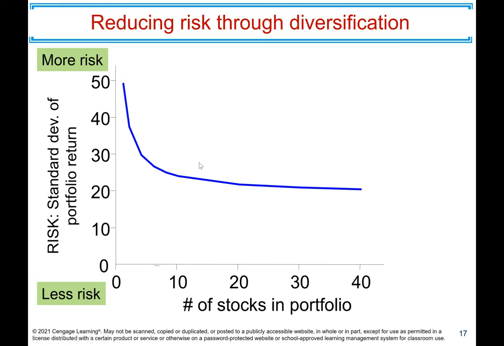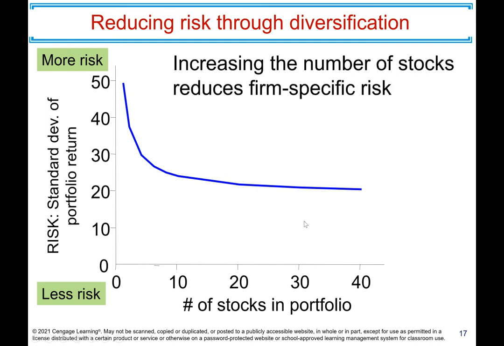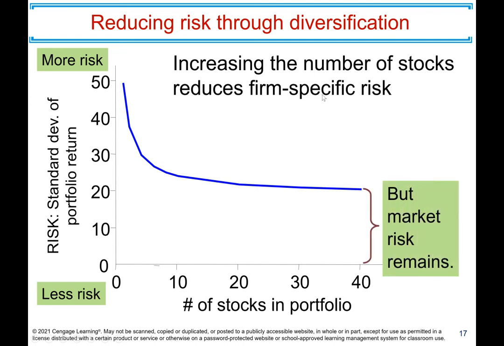This is a graph that shows how to reduce risk through diversification. Risk declines as you increase the number of stocks in the portfolio. Increasing the number of stocks reduces firm-specific risks, but the market risk does not reduce.